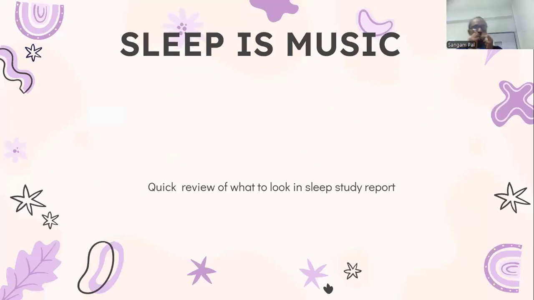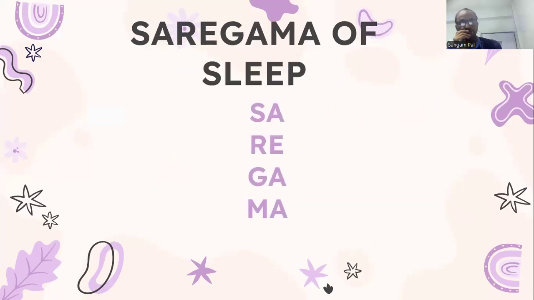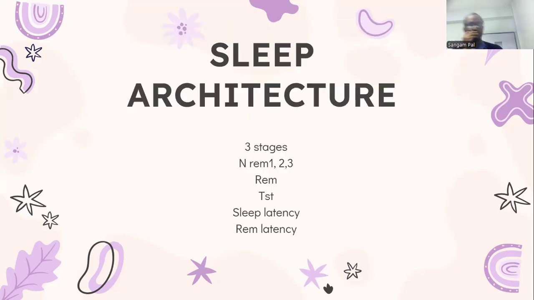Sir, this is a quick review of what to look for in a sleep study report. Sleep is a music, and here we will study the Sa Re Ga Ma of sleep. This is just a mnemonic with a little bit of theory. What is this sleep study report done for in an obstructive sleep apnea patient, and what to look for in it? SA is sleep architecture.